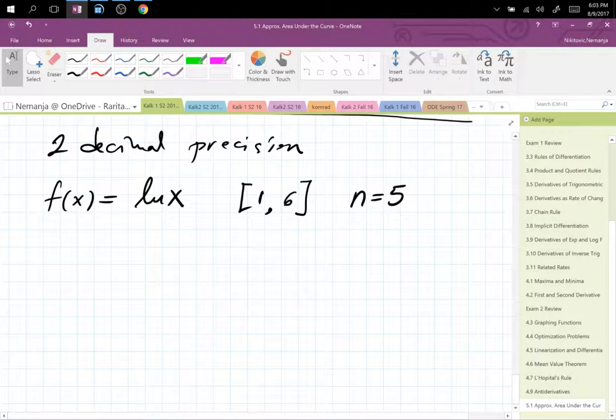Because delta x is 1, the area is equal to the sum of the lines, because the difference is 1.